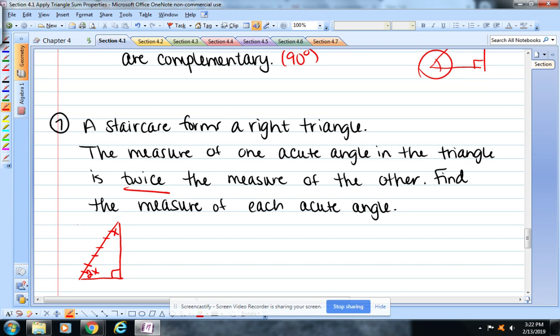All right, so using that corollary we just talked about, since I have a right triangle here, then the acute angles have to equal 90 altogether. So if I add 2x plus x, I can set that equal to 90 and solve for x. So those are like terms. 2x plus 1x is 3x equals 90. Divide by 3, and x equals 30.